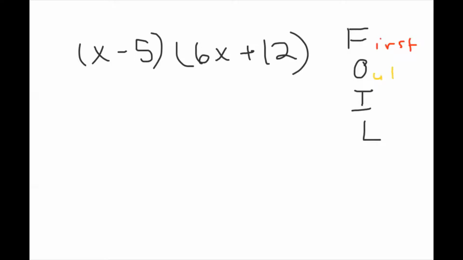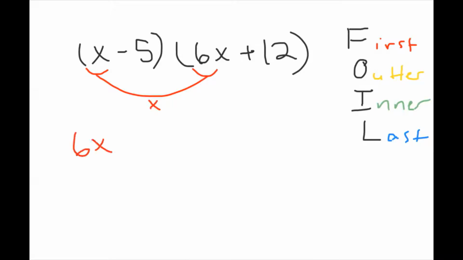outer, inner, and last. Okay, so when I say first, I'm talking about the first terms in both of my binomials. So our first two terms is x and 6x, and I'm multiplying them to each other. So x times 6x gives me 6x squared.